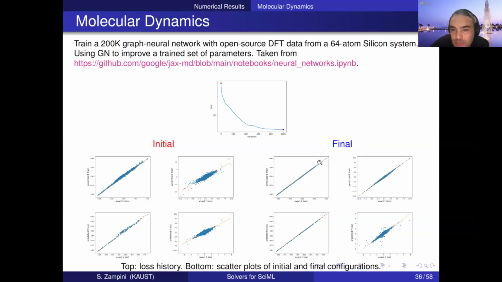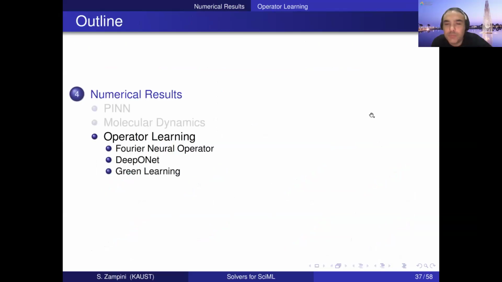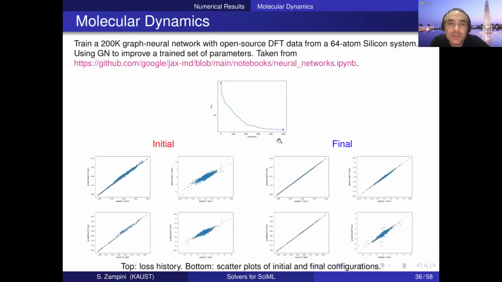Visually, yes. Whether this translates to improved solutions in the MD simulation, I'm not the one supposed to judge, but what I was interested in is whether we can use this kind of method. This is a graph neural network, and it's complicated, with 200,000 parameters or something like that. So yes, you can do this.